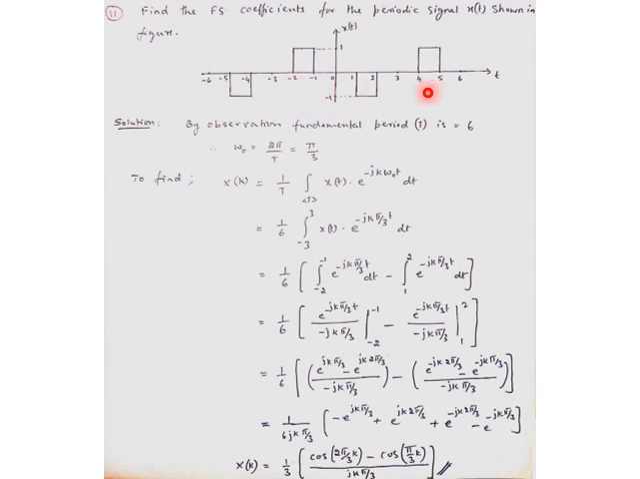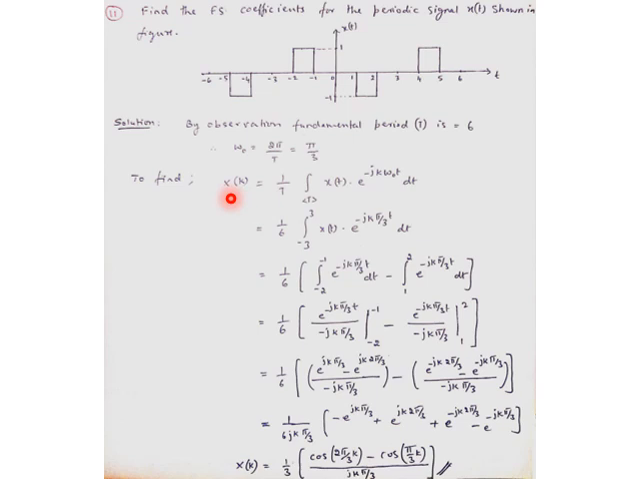So minus 2 to 4, what is the total time range? It is 6. So the fundamental period I need to consider is T equal to 6. So omega naught can be calculated as 2 pi by 6, that is pi by 3. So omega naught is pi by 3. What I need to calculate is the Fourier series coefficient.